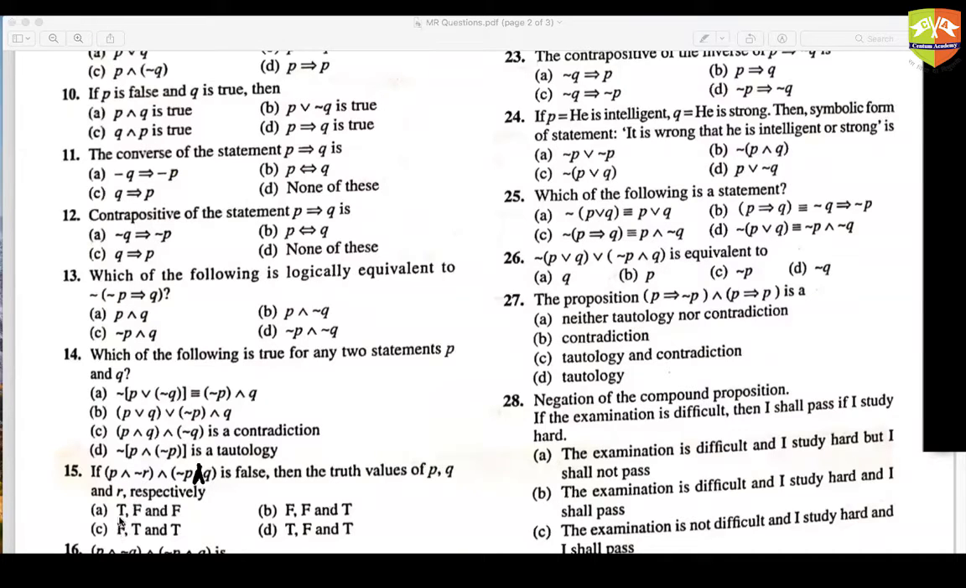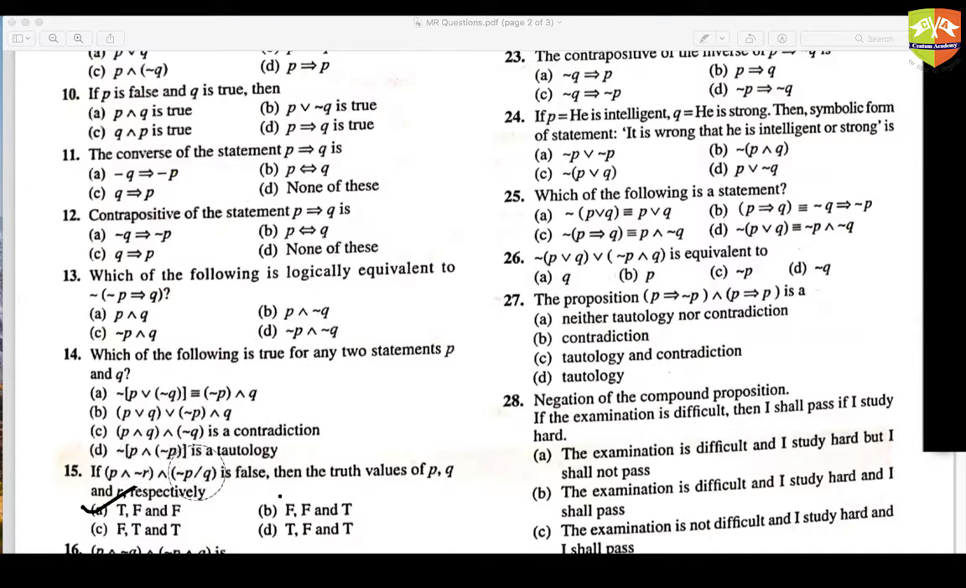Substitute the options, right? Yes, you can do that. So let's say P is true, Q is false, and R is false. True and true is true. And this is and: false and false, which is false. So true and false gives false.